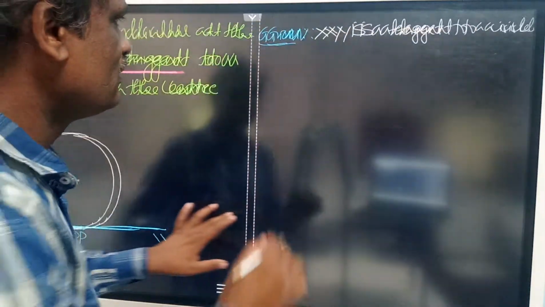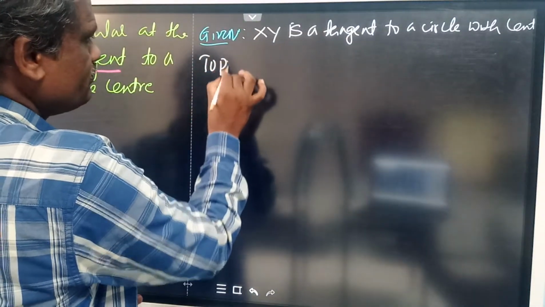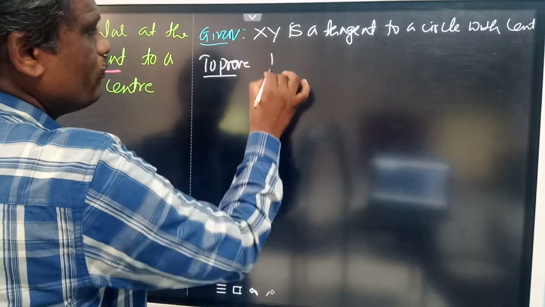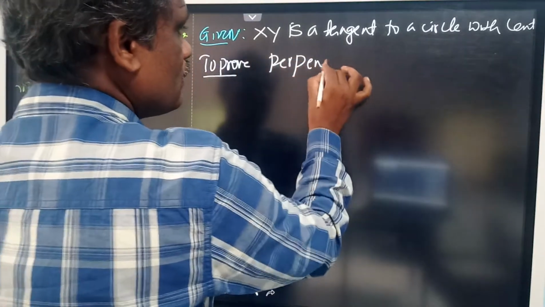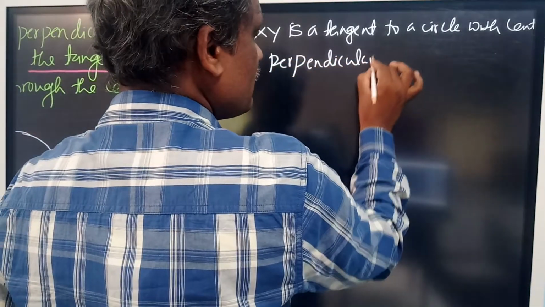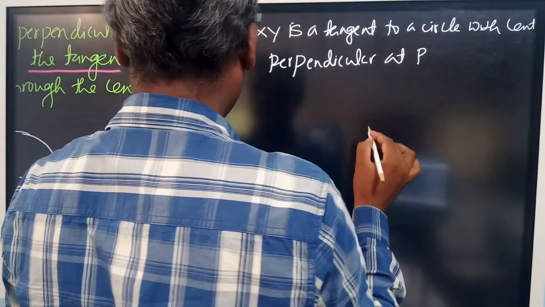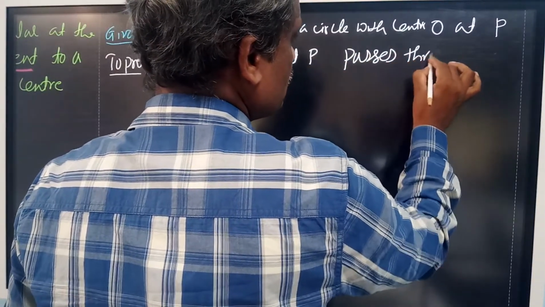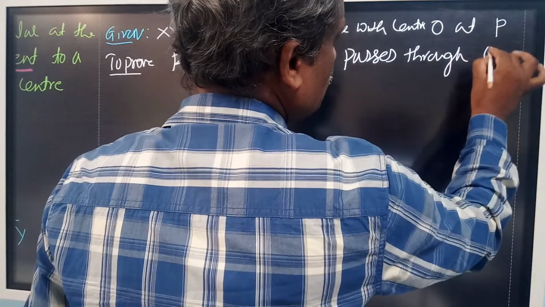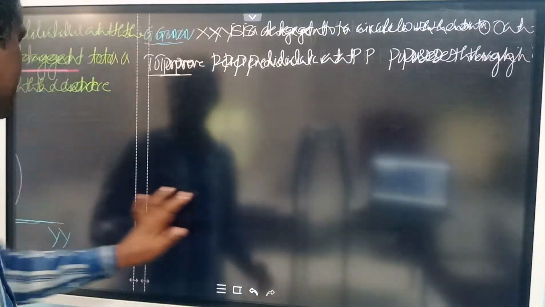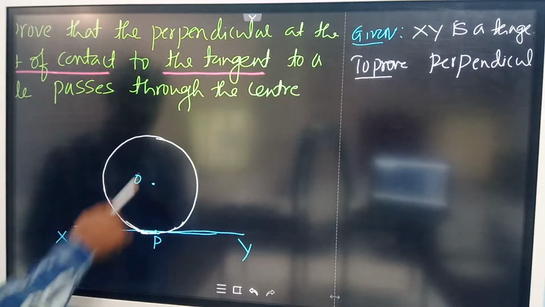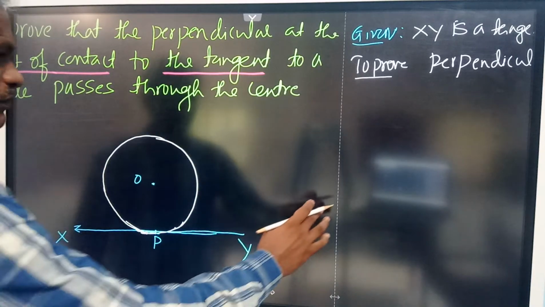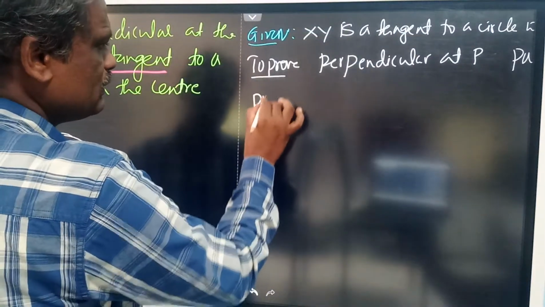We need to show, to prove that the perpendicular at P passes through O. We have to show that the perpendicular drawn at P passes through the center. So let us go to the proof now.